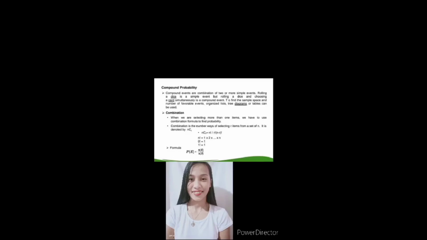Combination. When we are selecting more than 1 item, we have to use the combination formula to find probability. Combination is the number of ways of selecting r items from a set of n. It is denoted by nCr. So, take a look at this formula, guys. This is the formula for combination in probability.